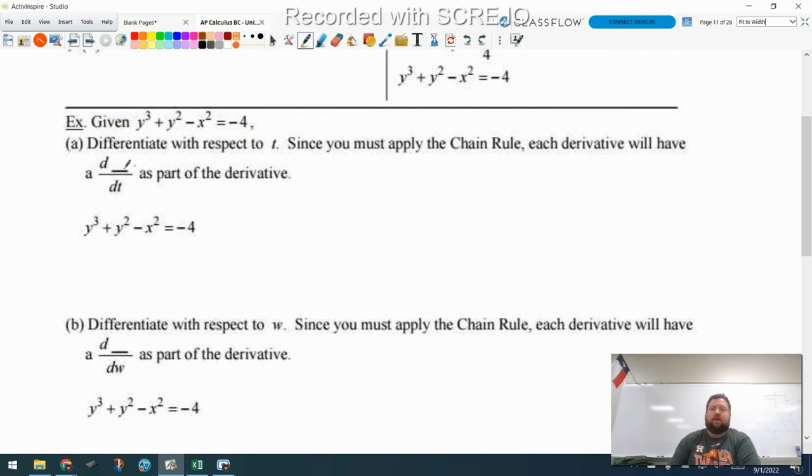All right, so here is an implicitly defined function, and what we're going to practice here is differentiating with respect to different variables. So we're going to do letter A, we're going to differentiate with respect to t. Okay, in every problem, you must apply the chain rule. Every derivative will have a d something over dt as part of the derivative. So you're really applying the chain rule on every single problem that you do every single time.